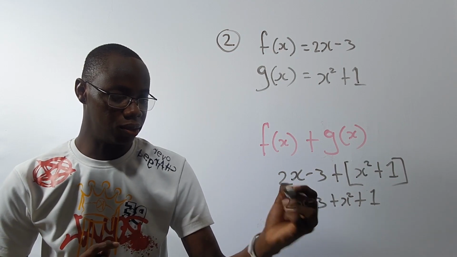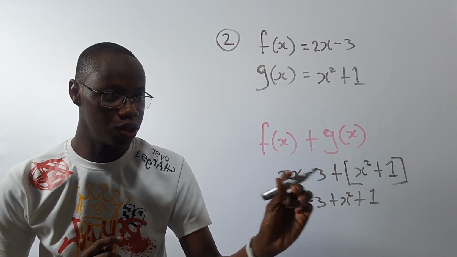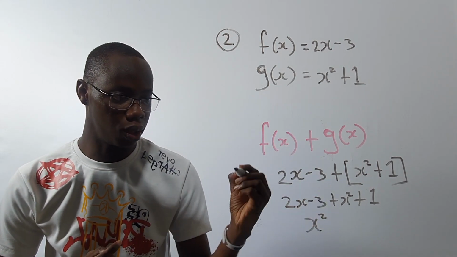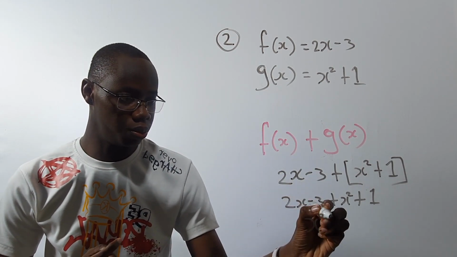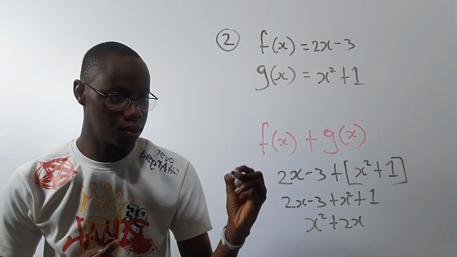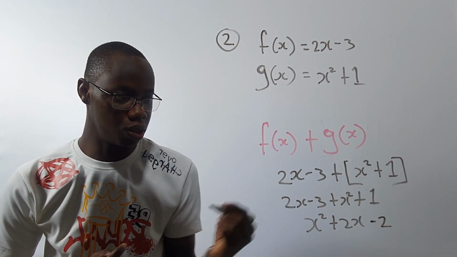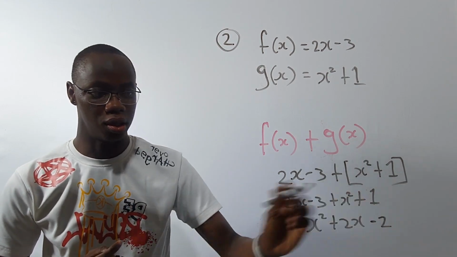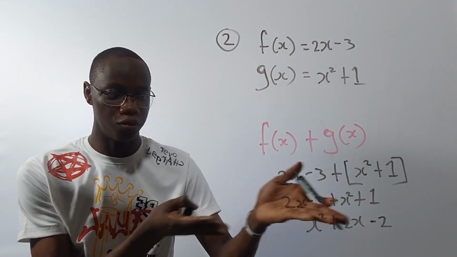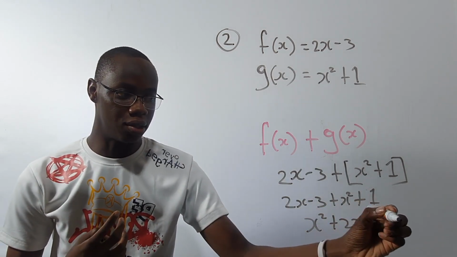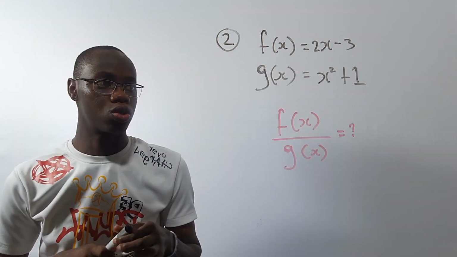This will now be, rearrange, bring the one with the highest power to the front, x squared, and then plus 2x, minus 3 plus 1, that will be minus 2. So this is your answer. Very easy, quadratic. You can choose to solve the quadratic equation, give the two expressions if you like, but you can leave it like this. Your answer is still perfect like this.